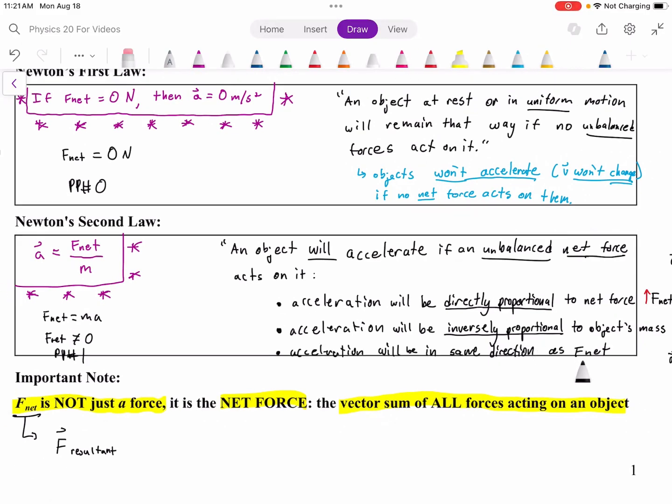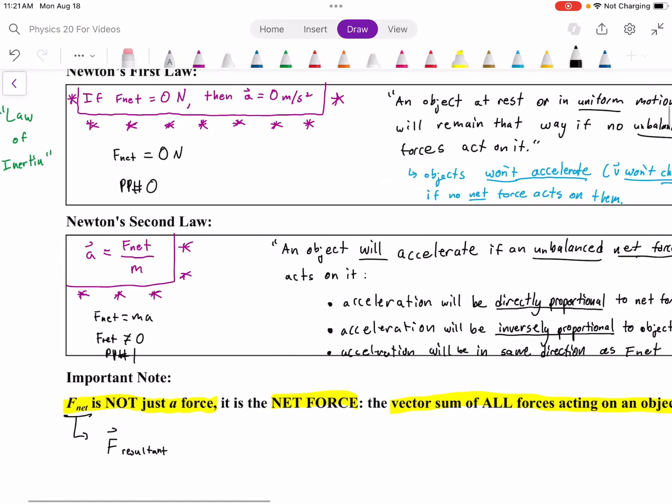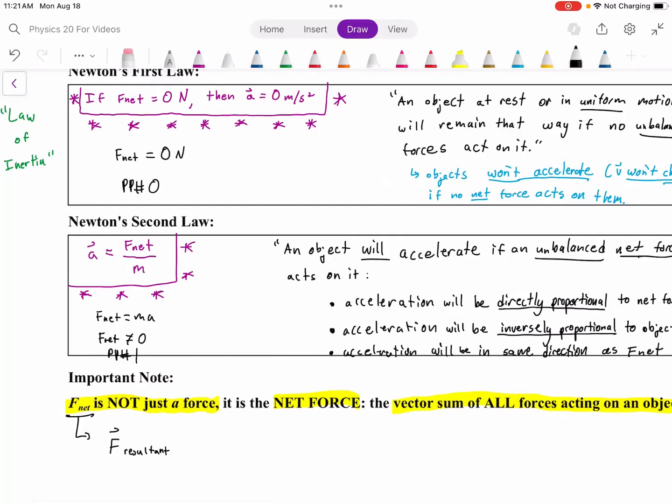Which makes sense, right? Because if overall something is being pulled to the right, you would expect it to accelerate to the right, not to the left, okay? And so that idea is also contained in the equation, because if F net has a sign, well, the acceleration is automatically going to have the same sign, right? Mass is a scalar. It doesn't get a sign, so they must be in the same direction.